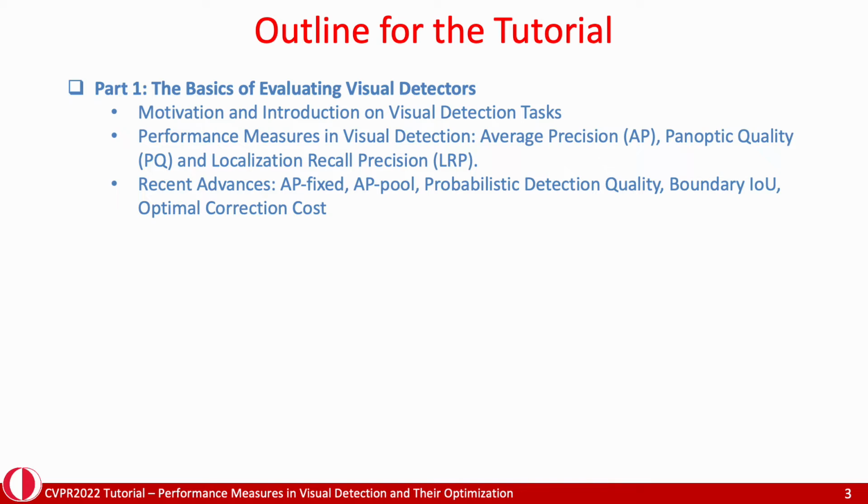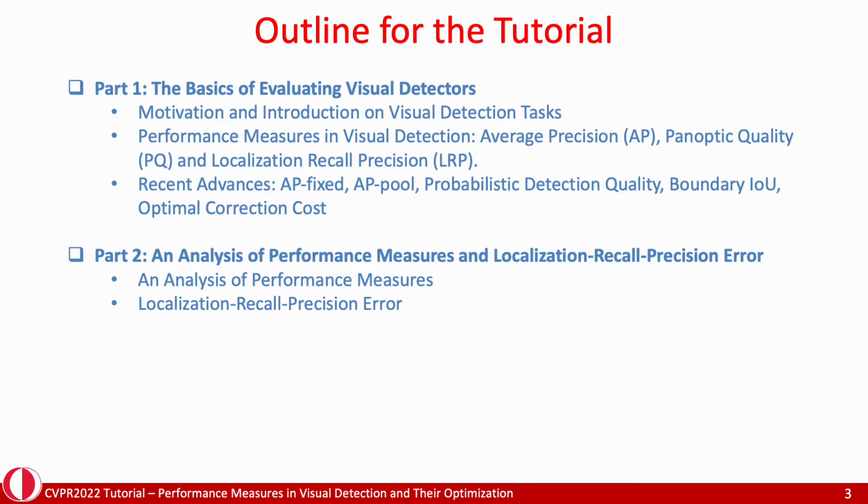Then we will introduce the panoptic quality and the localization recall precision error metric. Finally, we will close by introducing more recent progress in the field, namely AP variants such as AP fixed and AP pool, probabilistic detection quality, boundary intersection over union, and optimal correction cost.